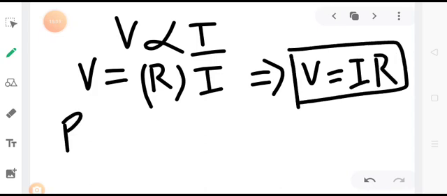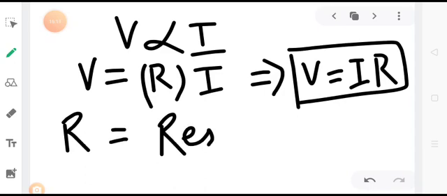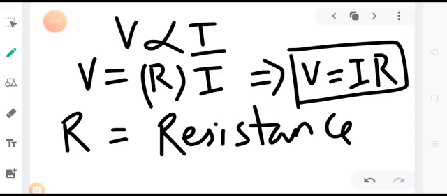Now R is the constant of proportionality and it is called resistance of the conductor. Resistance offered by the conductor. Now we'll be discussing about resistance a bit later, but prior to that, let's quickly recapitulate the graphical representation of Ohm's law.